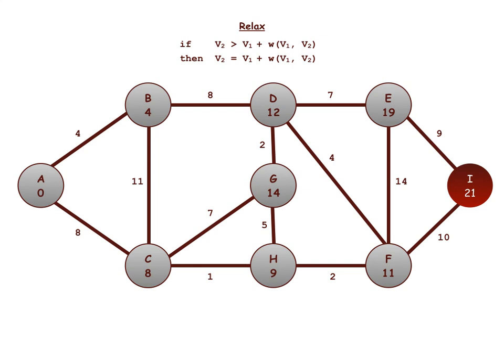All of E's edges are now relaxed. Thus, the next step is to finalize the next smallest vertex. I is the only one remaining. All vertexes have been finalized, thus the algorithm is complete.